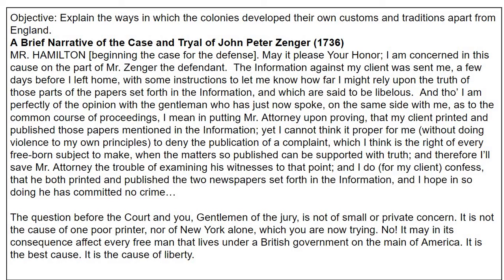Quote, the attorney, save Mr. Attorney the trouble of examining his witnesses to that point, and I do confess that he both printed and published the two newspapers set forth in the information, and I hope in doing so he has committed no crime, because the information that he printed was true.